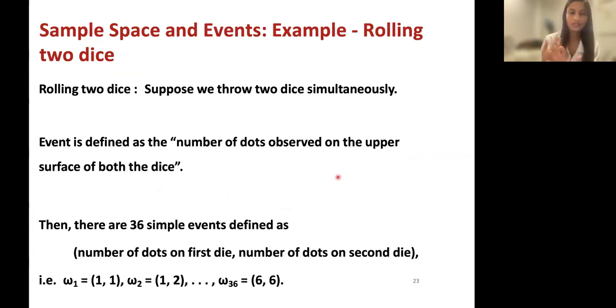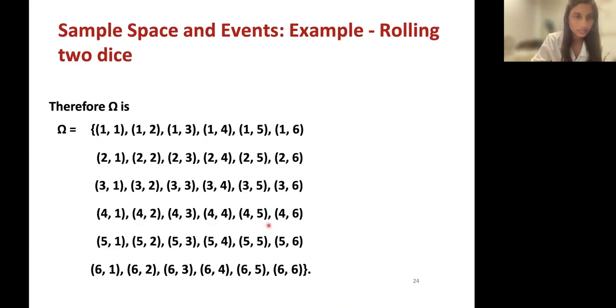Now let's say you throw 2 dice simultaneously. You can get number 1 on one die, number 1 on the other, or any other number on the other die. Based on that, you have 36 different events: 1,1 on both dice, 1,2, up to 6,6, and so on. There are 36 possible events. When you roll 2 dice, these are all the possible outcomes.